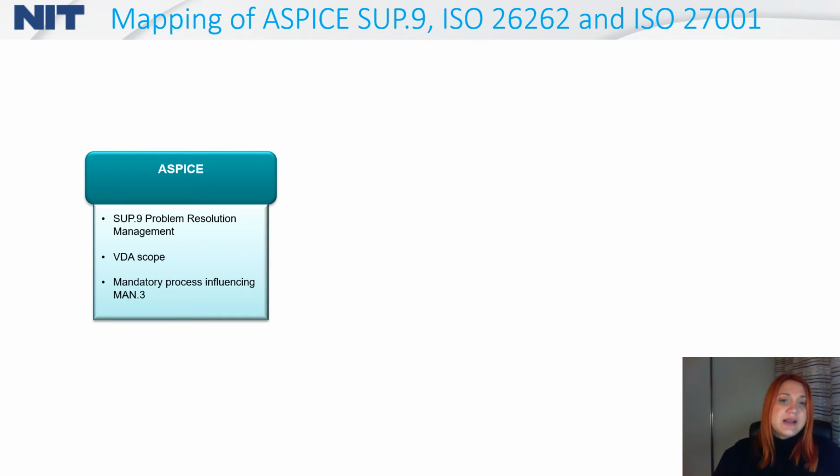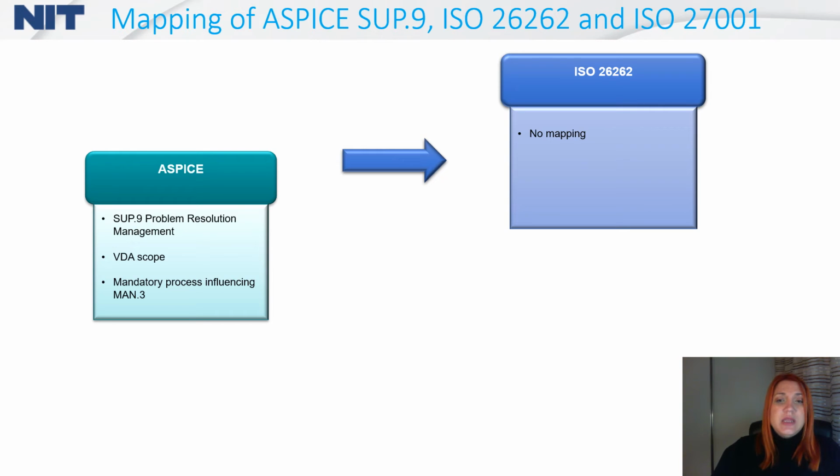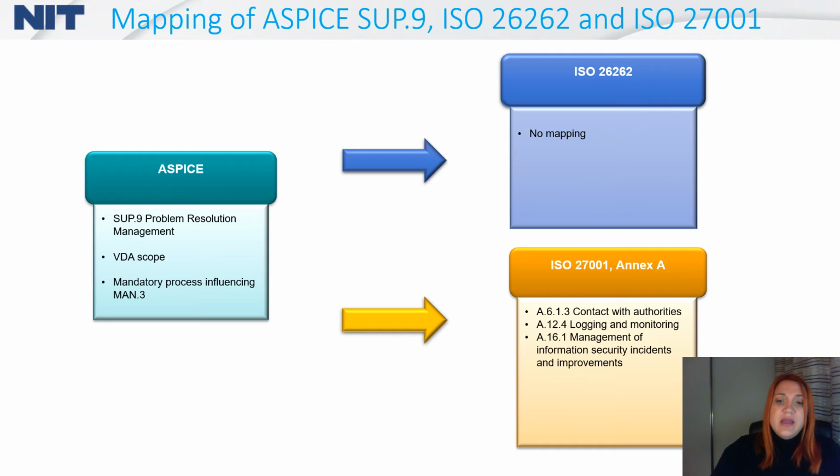Now we are coming to the next Automotive SPICE process, SUP.9. SUP.9 is problem resolution management, and it is also part of the VDA scope. It is also a mandatory process which is influencing project management. There is no mapping with ISO 26262, and there is a mapping with information security. And the mapping is done through the contact with authorities, logging and monitoring, management of information security incidents and improvements. But anyway, even if ISO 26262 is not mapped in the same way as Automotive SPICE, you need to have problem resolution management if you want to maintain Automotive SPICE in the right way.